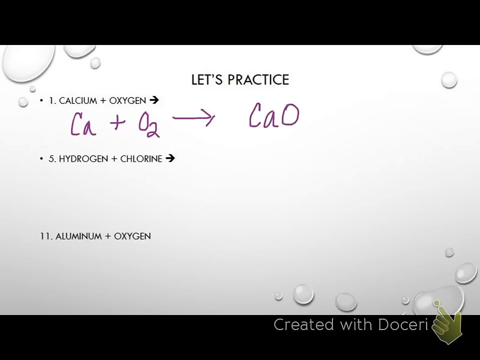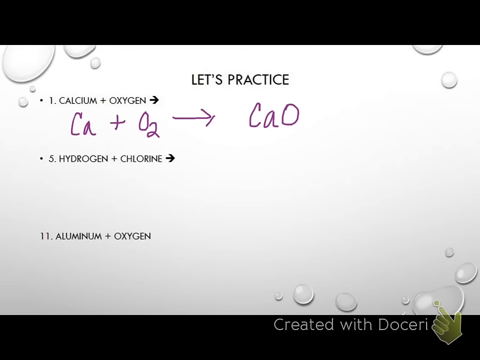Okay, so when we're predicting these, the first thing you need to do is get your formulas written correctly. Okay, do not try to balance it until you have your formulas written correctly. And the way you're going to write the formulas, if it's an ionic compound, you're going to balance the charges just like what we did in our nomenclature unit. If it's molecular, you put them together in a different way.